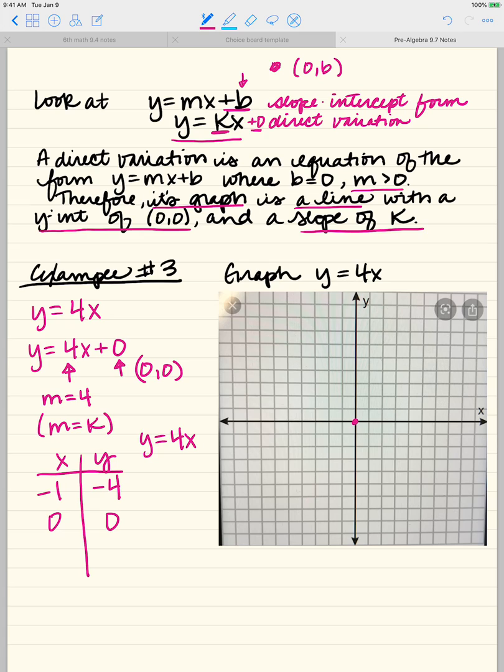If x is 0, y is 0, we already know by definition we have to have 0, 0. What if x is 1? If x is 1, y is 4. I have 3 very easy points to work with. I've already popped 0, 0 in my origin. Then I go to negative 1, and down 1, 2, 3, here's negative 4, so here's negative 1, negative 4. And then I'm going to go to 1, 4 right here. And connect my dots. And I have graphed the direct variation, y is equal to 4x.